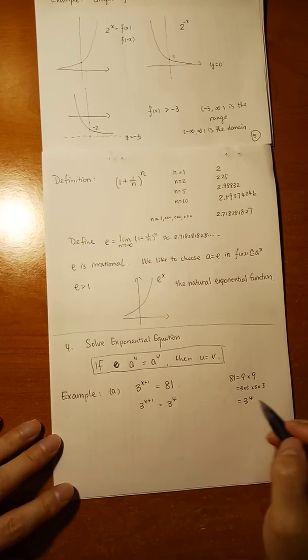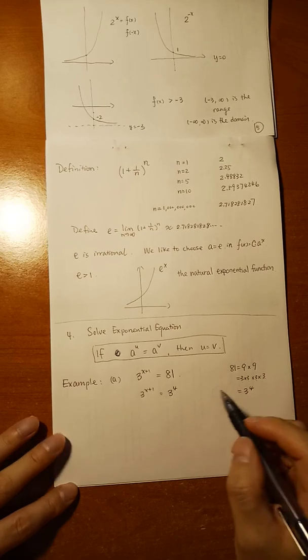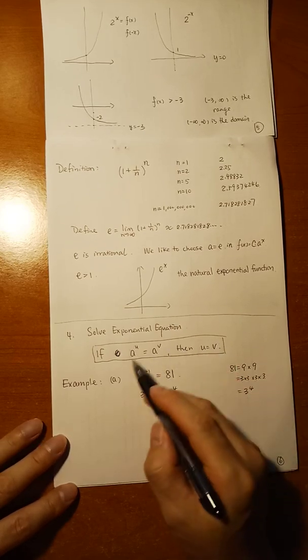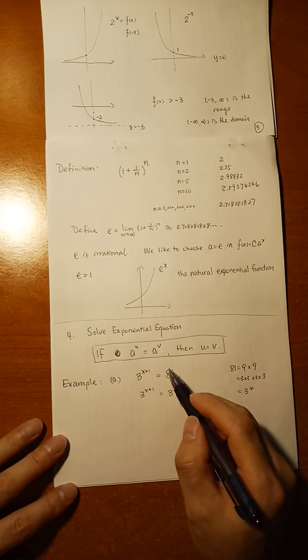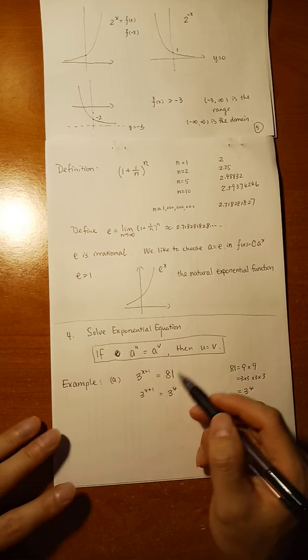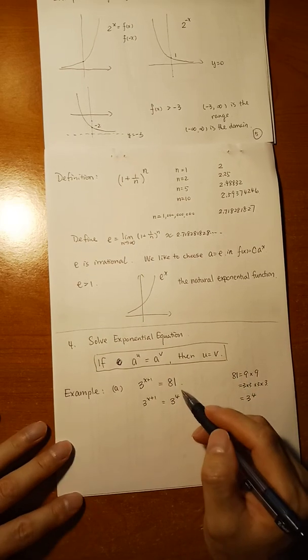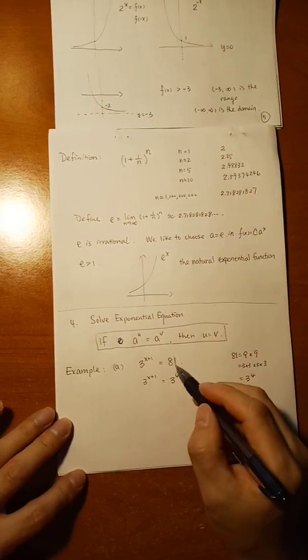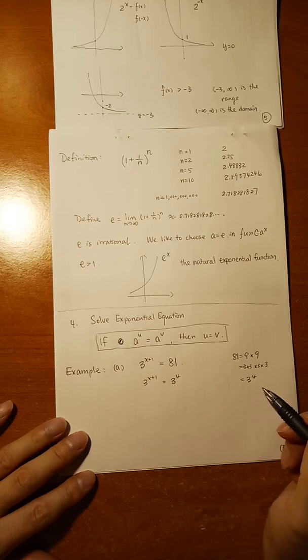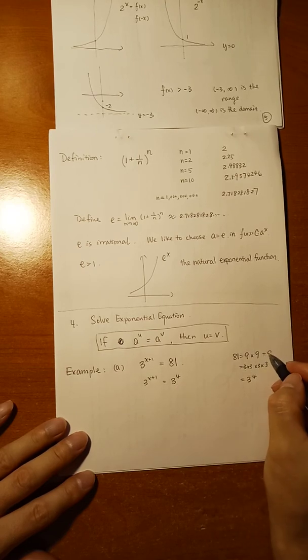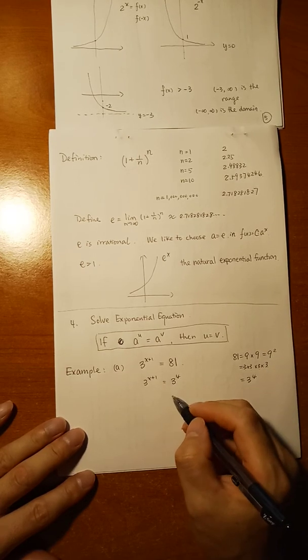The reason we write 81 as 3 to the 4th power is that in this characterization, we need the same base. You cannot write 81 here. If you just write 81, there's no way to solve it. We must write this number as an exponential function with base 3. You also cannot write it as 9 squared. 9 squared is useless here.